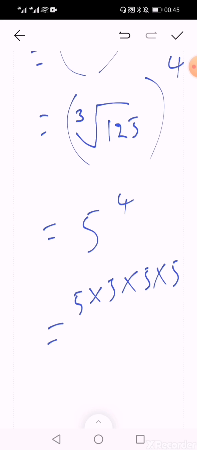You can use your calculator to find that one. Let me use mine. 5 times 5 times 5 times 5. All right, so we are going to get 625. All right, thank you very much.